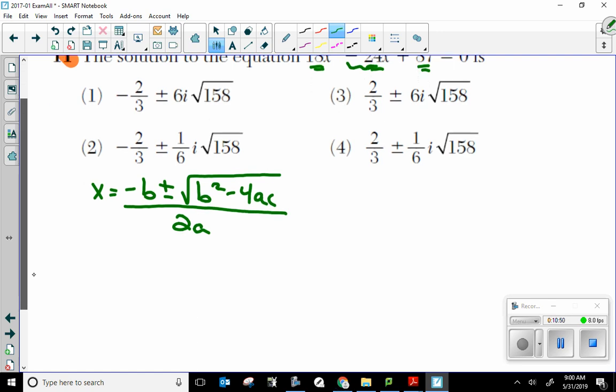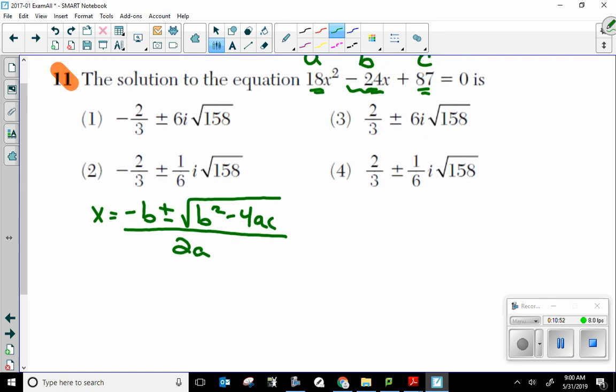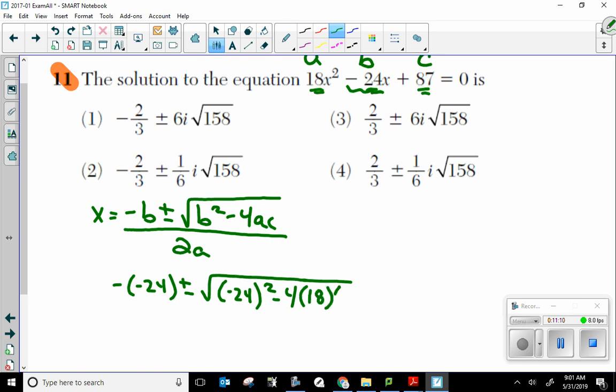Okay, so B is negative 24, so I negate a negative 24 plus or minus the square root of B, oh my goodness, which is negative 24 squared minus 4 times A, which is 18, times C, which is 87. Holy smoky dokes.